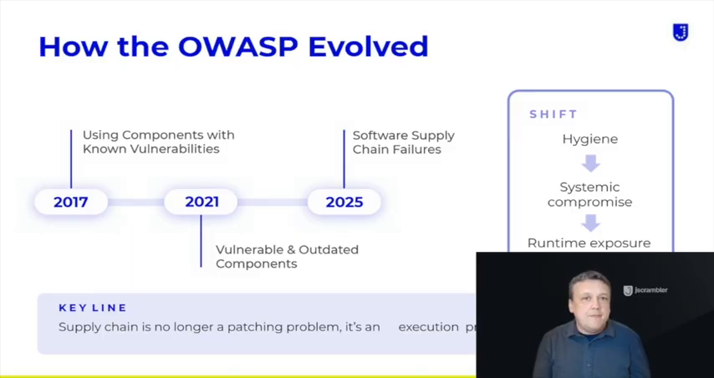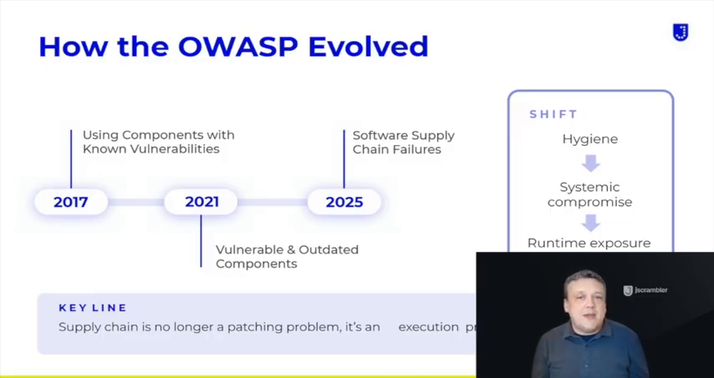In 2021, we moved to vulnerable and outdated components. So the conversation had shifted. It wasn't just about patching known vulnerabilities anymore. It was about managing the full life cycle of dependencies, staying current, dealing with technical debt. Here's where the 2025 Top 10 breaks ground. Software supply chain failures. This is fundamentally different. The naming change signals a philosophical change from manage your dependencies better to the problem is systemic.